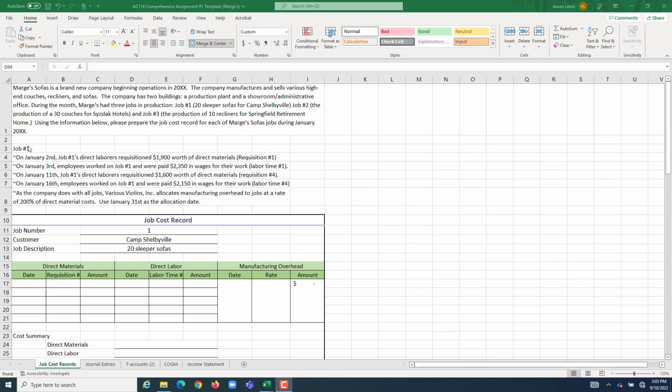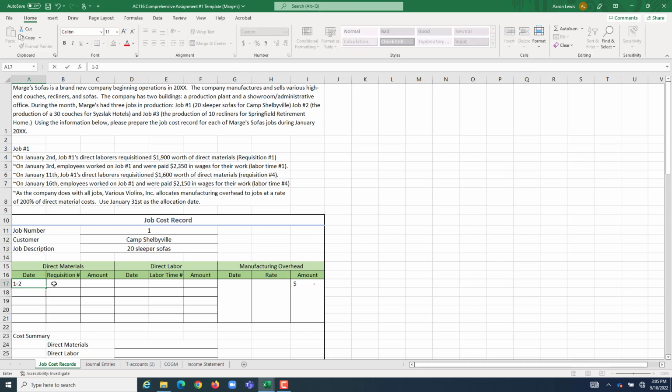For job number 1, we're making 20 sleeper sofas for Camp Shelbyville. To make things easy, instead of giving you a big list, I've taken out the information that is pertinent to each job cost record and putting it directly above where you need to fill it in. So, for job 1, we have the following information, that on January 2nd, their direct laborers requisitioned $1,900 worth of direct materials. Well, start at the job cost record.